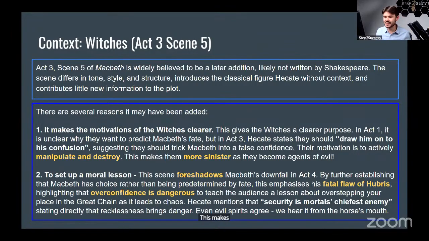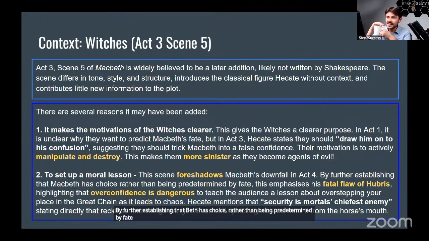This makes them more sinister, presents them as evil, therefore emphasizing James I's belief. And they also set up a moral lesson. So this scene foreshadows Macbeth's downfall in the next act, in Act 4, by further establishing that Macbeth has choice rather than being predetermined by fate.